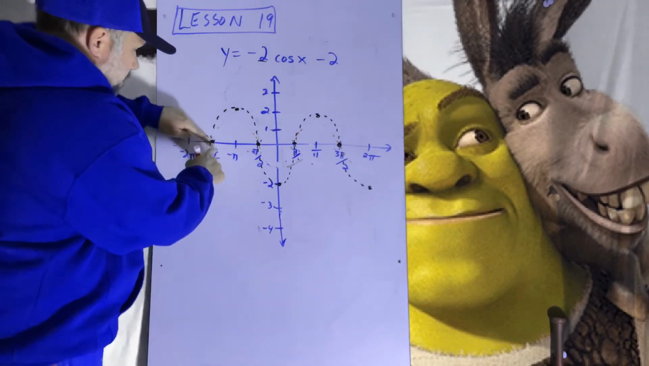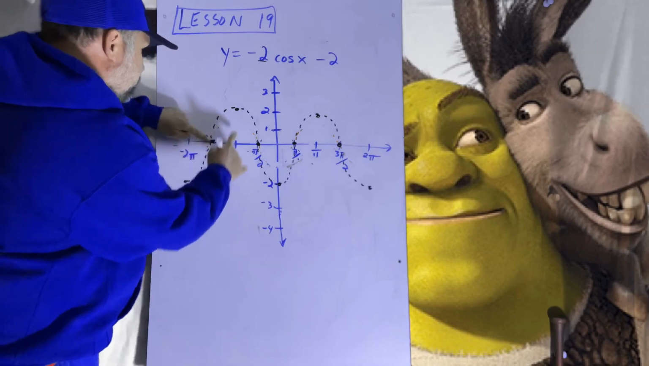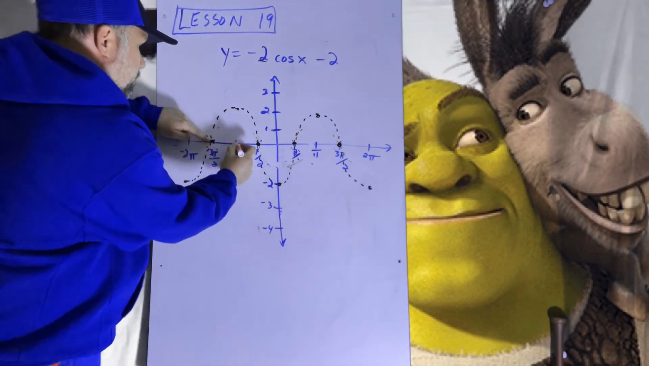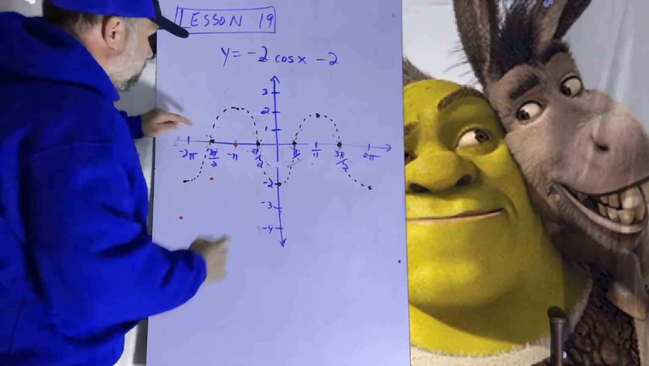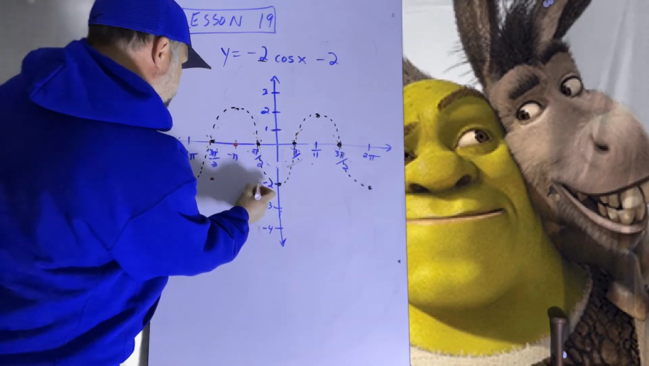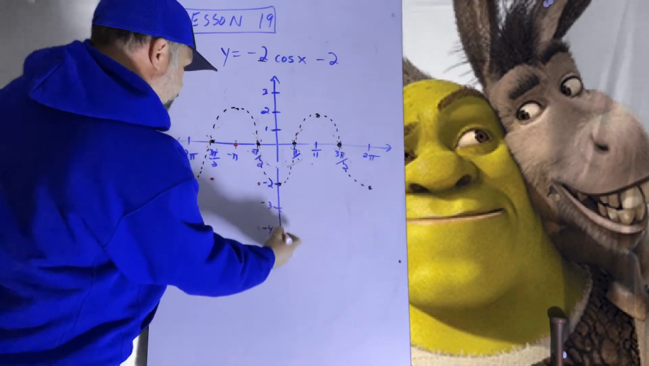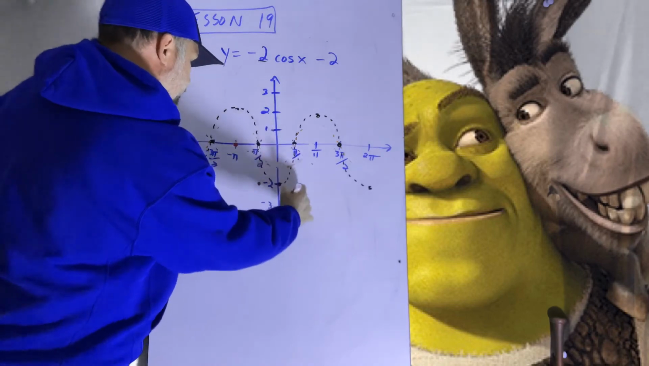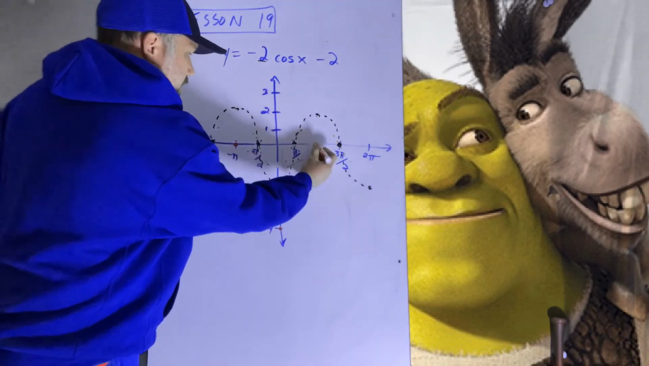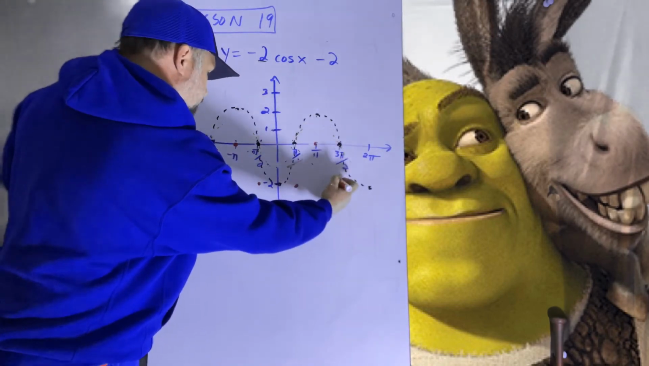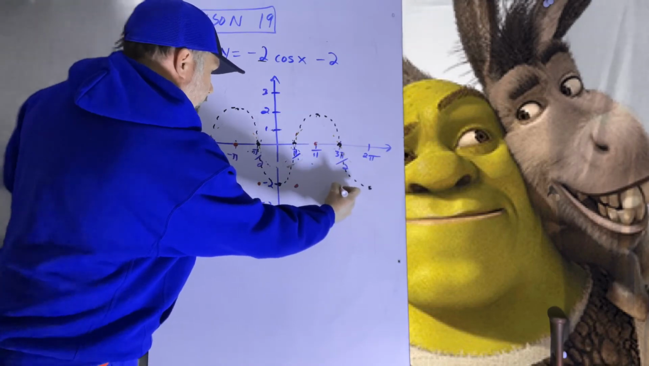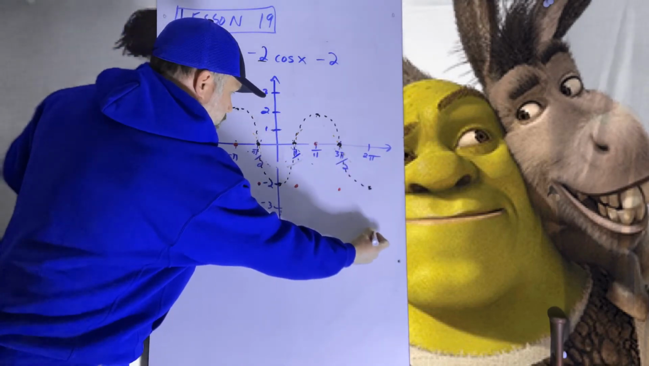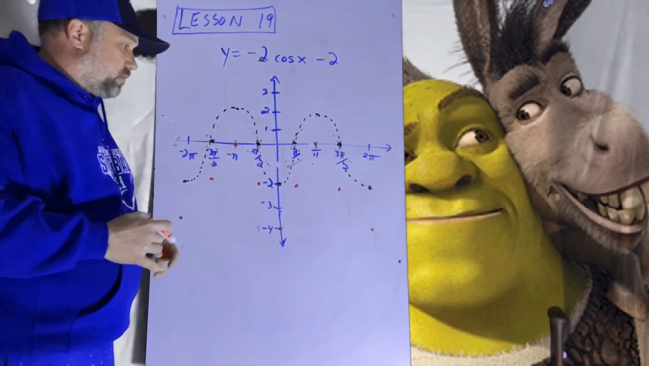This point will drop down 2 units and now be at -2. This will drop down 2 units and be sitting on the x-axis now. This will drop down to -2. This will drop to -4. This will drop to -2. This will drop to 0. This will drop to -2. And this one will drop to -4. So I've taken all the important points on that graph and slid them all down.